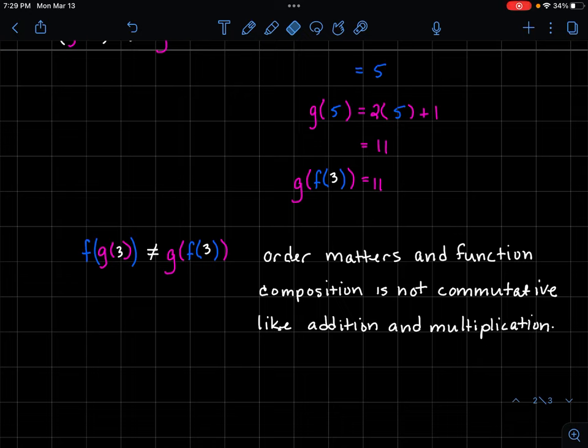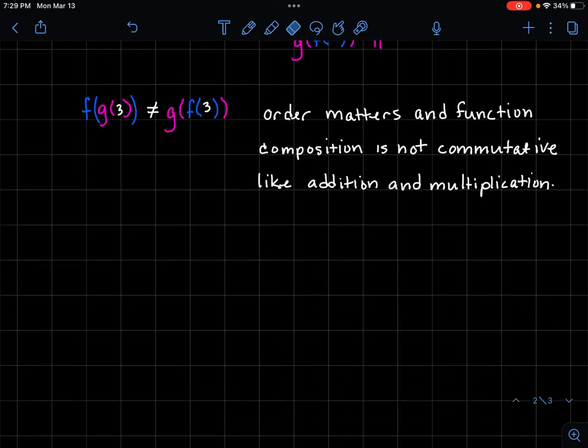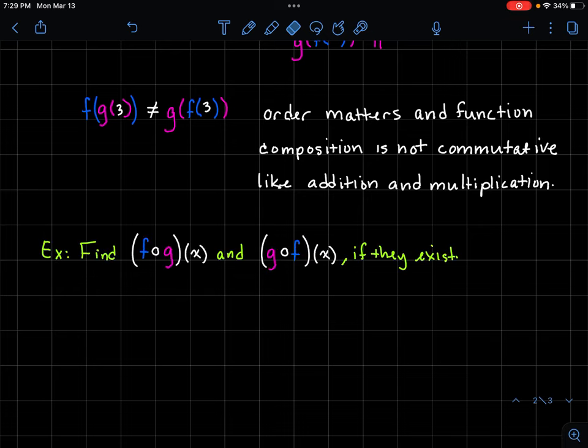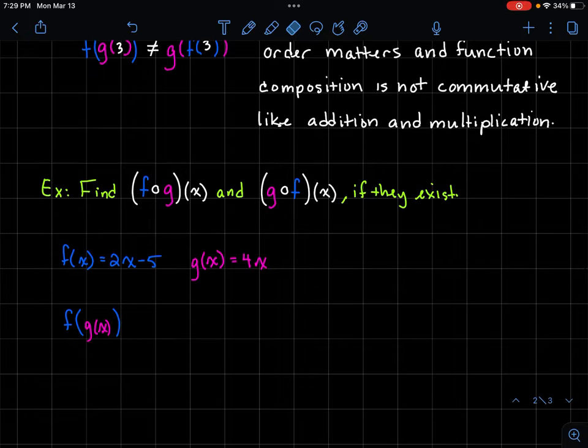We can do the same thing to write a new rule for the function. If you don't see a number that you want to plug in for x, your answer will not be a number here. So we're going to go through and find f of g of x and g of f of x, if they exist, for the following two functions. f of x is 2x minus 5. g of x is 4x. Let's start with f of g of x.